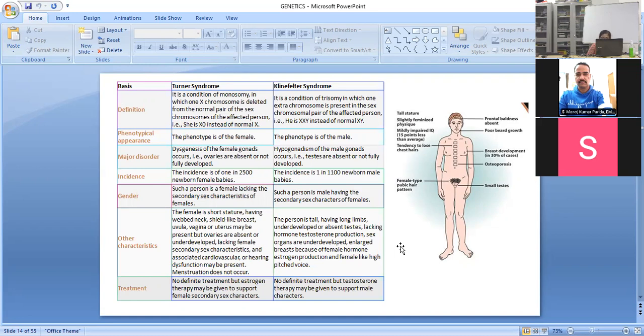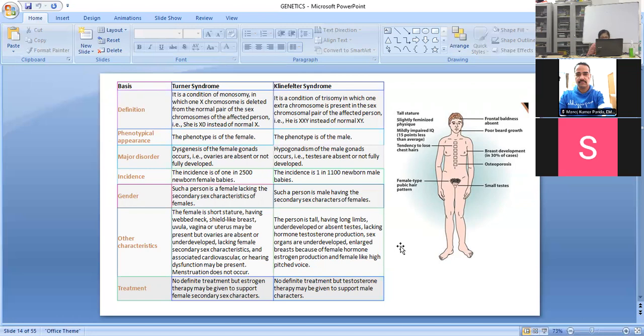That is, the testes are absent or not fully developed. We just have to keep in mind that there is an extra X. So there will be more female-like characters, and less or degradation of the male characteristic features. The incidence is about 1 in 1100 newborn male babies, and such a person is male having secondary sex characteristics of females. So all secondary sexual characteristics of females will appear.